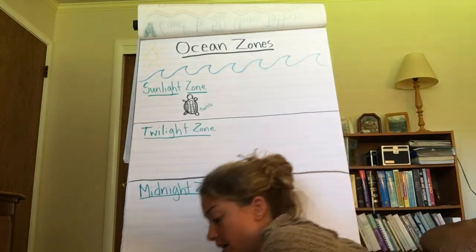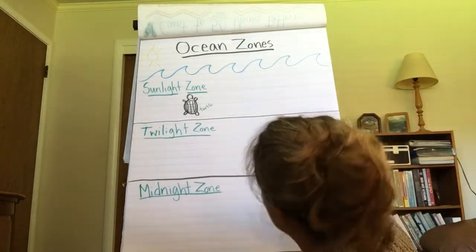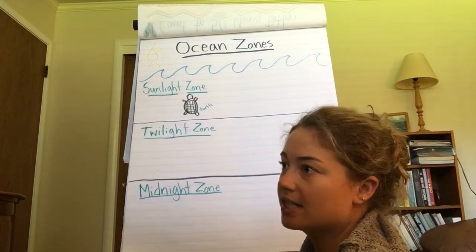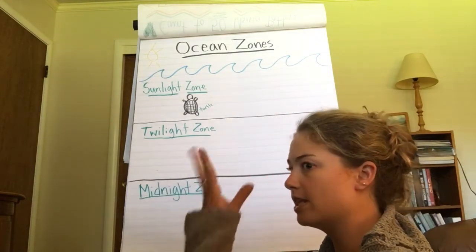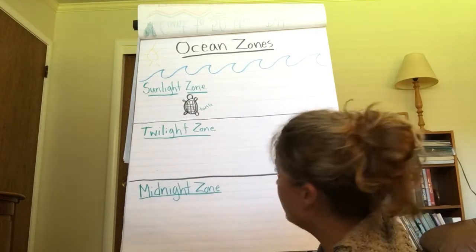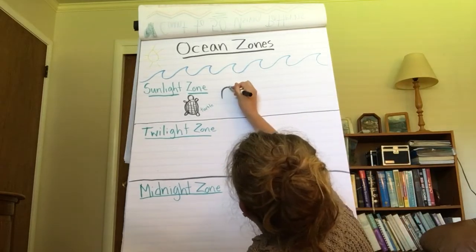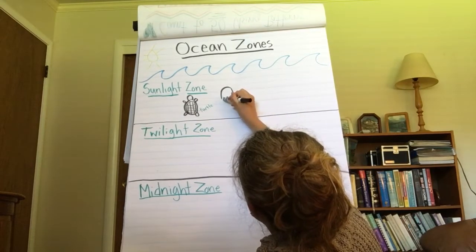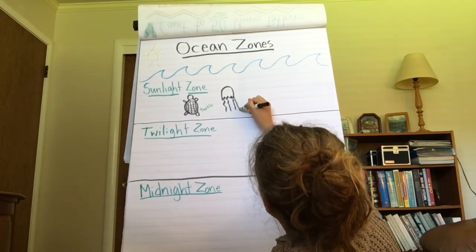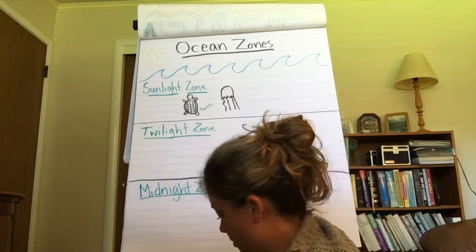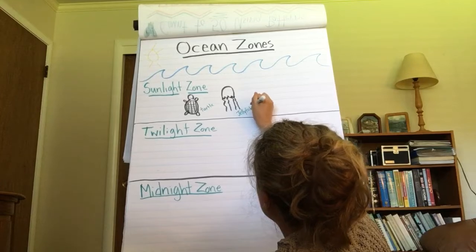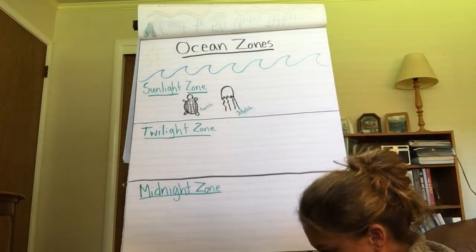And another animal that lives in this area is, I'm gonna give you some hints. It's an animal that has a body with tentacles. What do you think? What do you think? A jellyfish. So I'm gonna draw a little head here. Wiggle, wiggle, wiggle. And some tentacles. And that's a jellyfish. So these are animals that need sun, right?